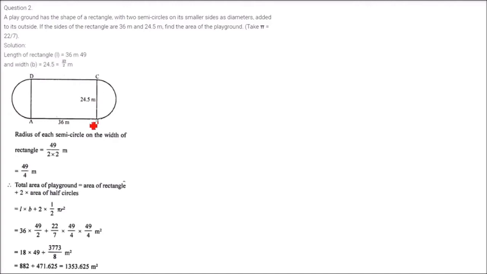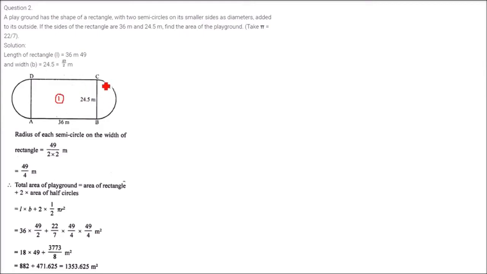A playground has a shape of a rectangle. So here is a playground. It is a shape of a rectangle with two semicircles. So this is the first semicircle, this is a semicircle on its smaller sides as diameter added to its outside. If the sides of the rectangle are 36 and 24.5, so this is 36 and this is 24.5, find the area of the playground.